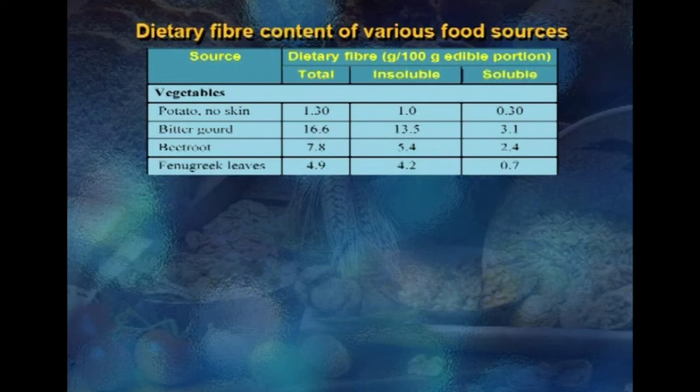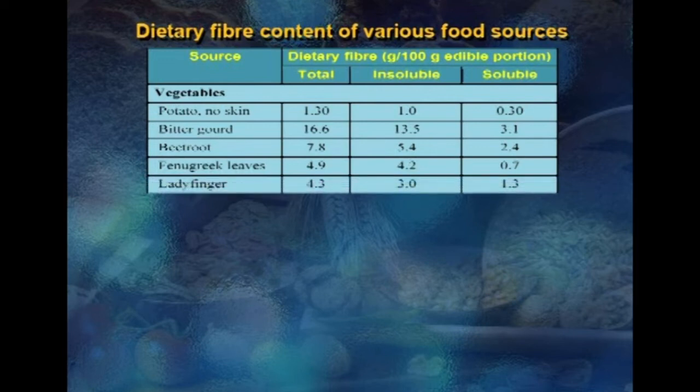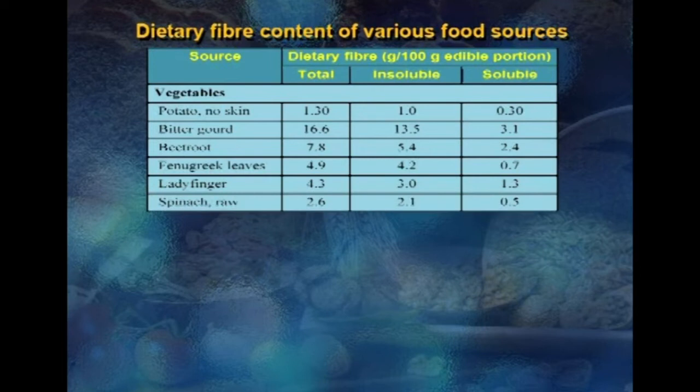Fenugreek leaves or methi leaves have got 4.9 grams of dietary fiber, out of which 4.2 is insoluble and 0.7 is soluble fiber. We have vegetables like lady's finger, which has a fiber content of 4.3, of which 3 is insoluble and 1.3 is soluble fiber. We have a leafy vegetable, spinach, which is commonly consumed. It has got 2.6 grams of dietary fiber, out of which 2.1 is insoluble and just 0.5 is soluble.